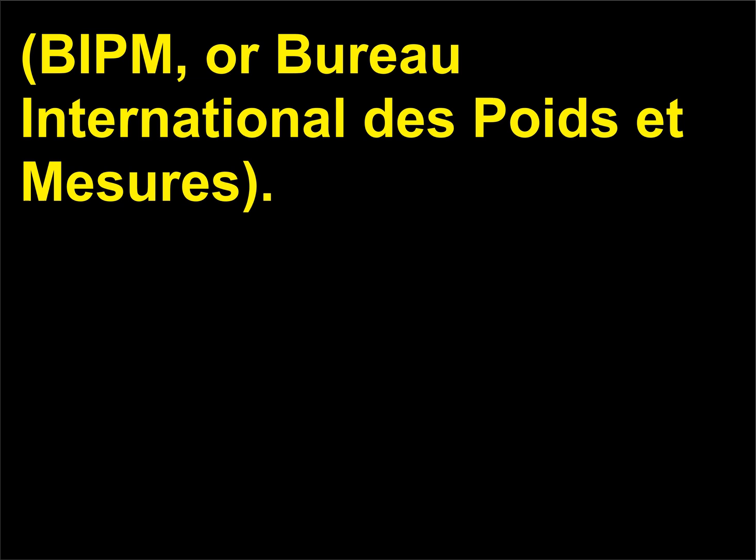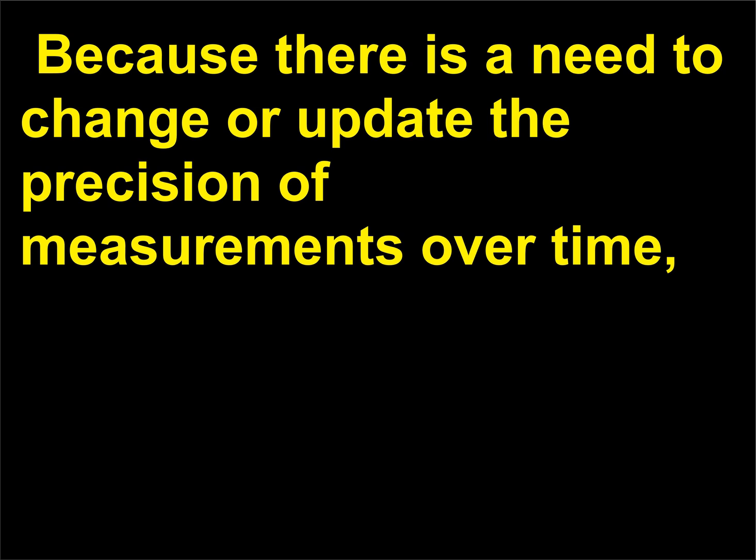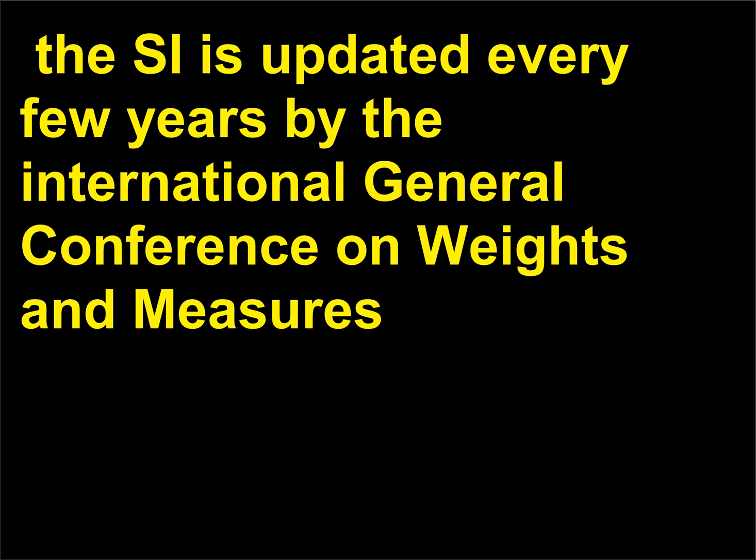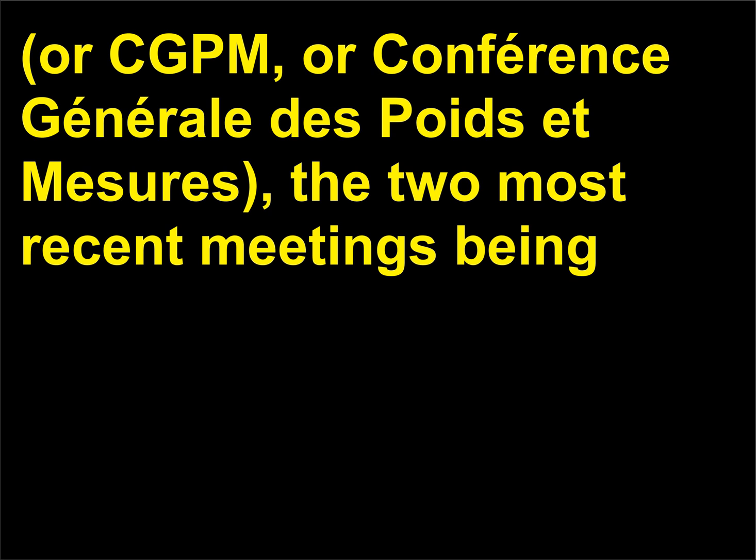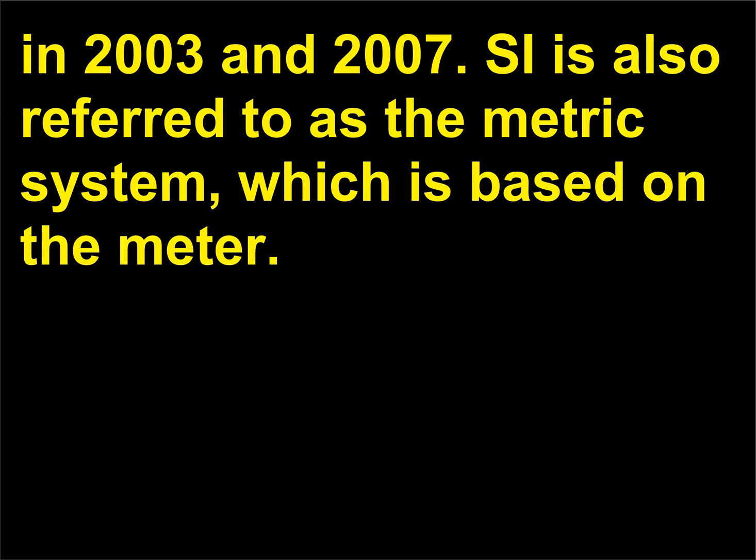Because there is a need to change or update the precision of measurements over time, the SI is updated every few years by the International General Conference on Weights and Measures, or CGPM, or Conférence Générale des Poids et Mesures, the two most recent meetings being in 2003 and 2007. SI is also referred to as the metric system, which is based on the meter.